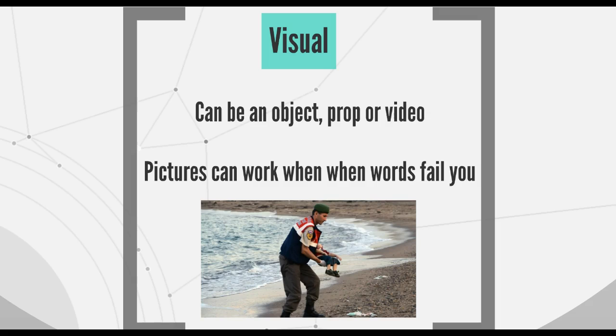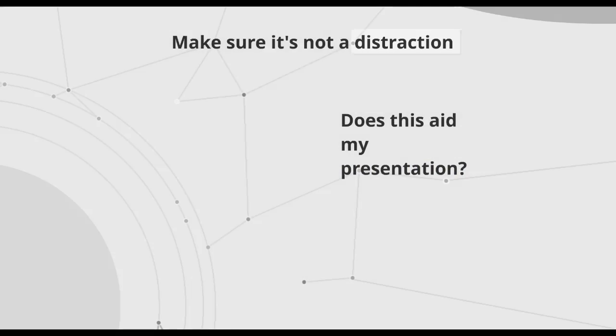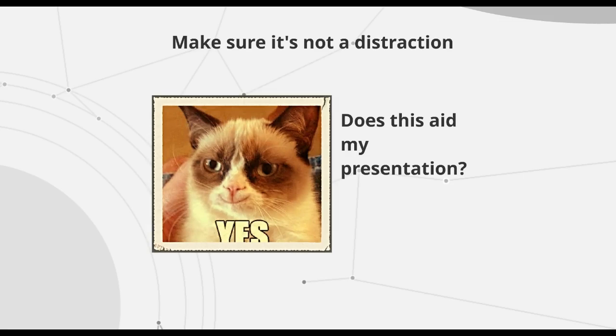So images can be very powerful, and that's definitely something you want to utilize in your speech. So how do you actually do that? One, you want to make sure it's not a distraction. A lot of times I'll have students who will just pick a random image and put it in their PowerPoint. You need to ask yourself, does this aid my presentation? If the answer is yes, then definitely use it.